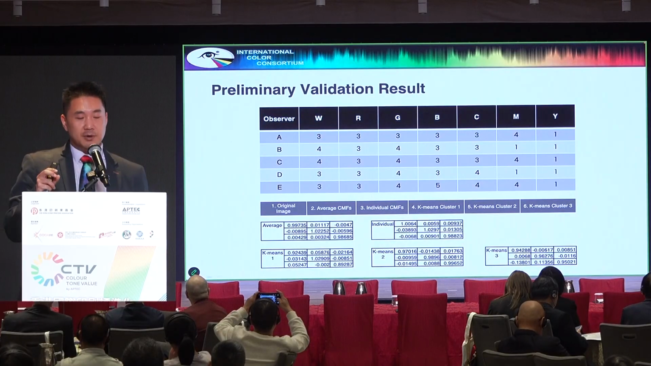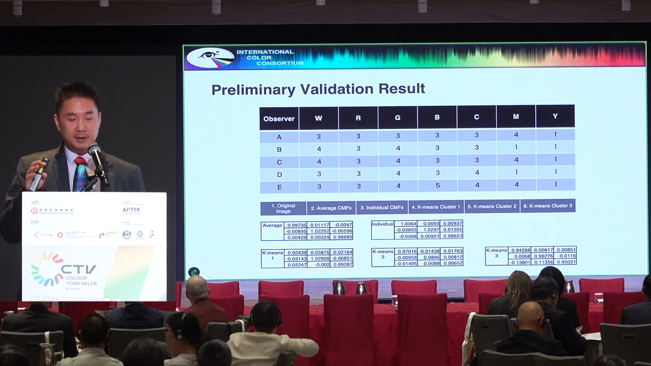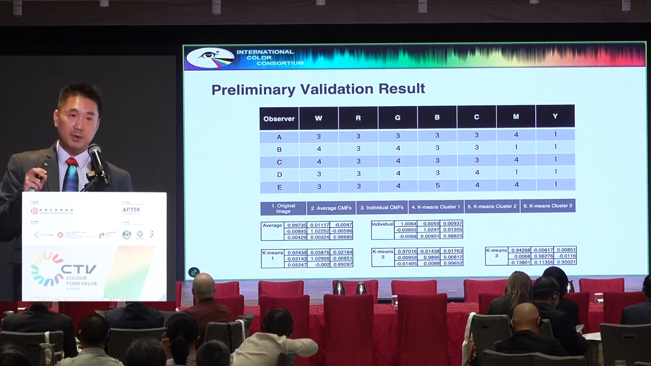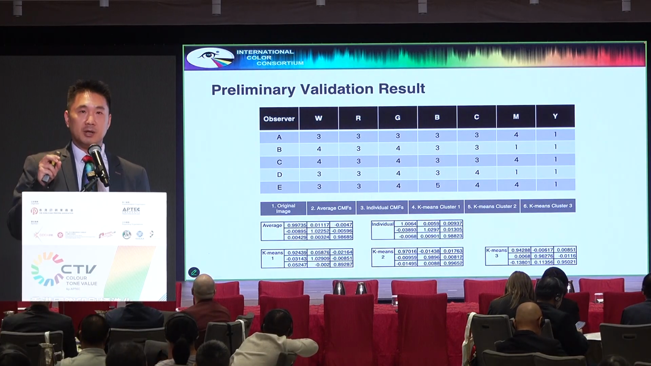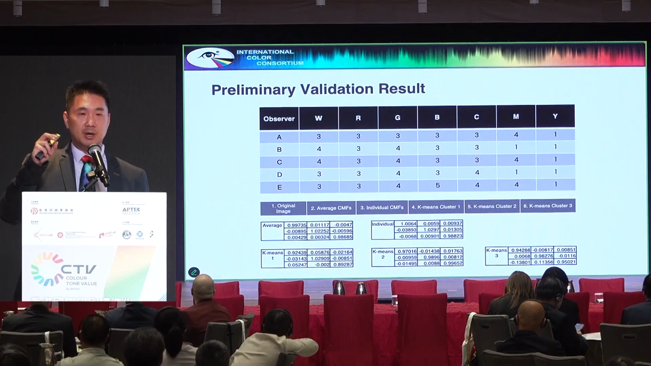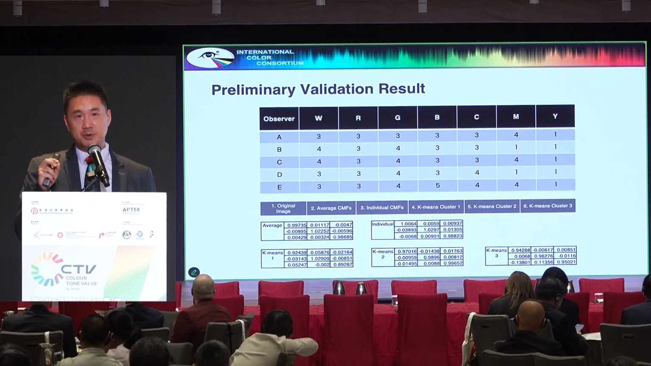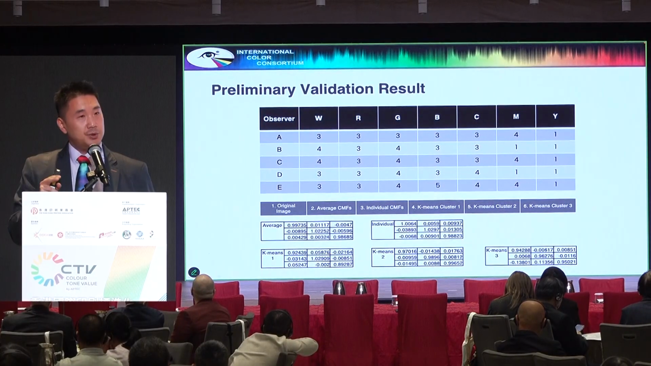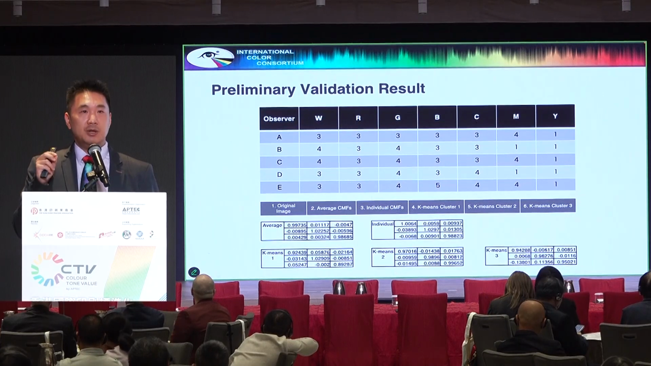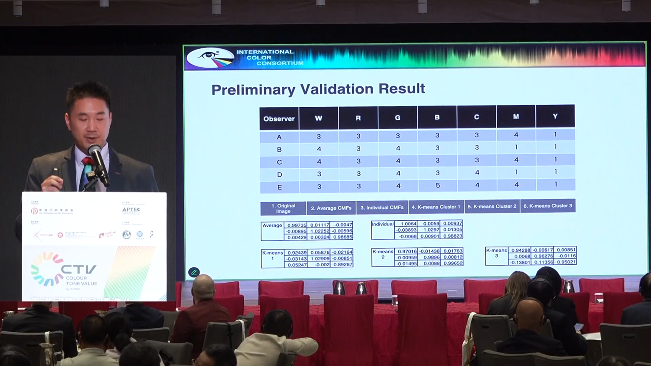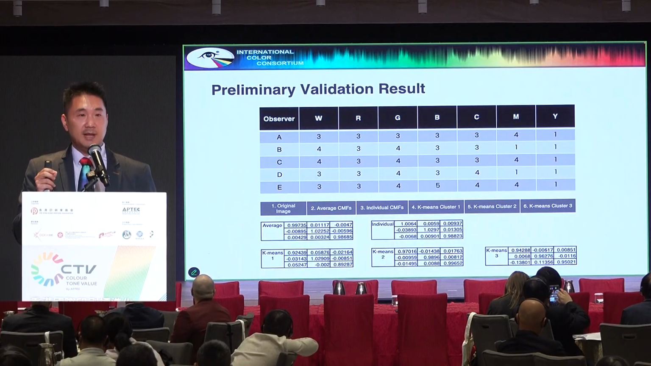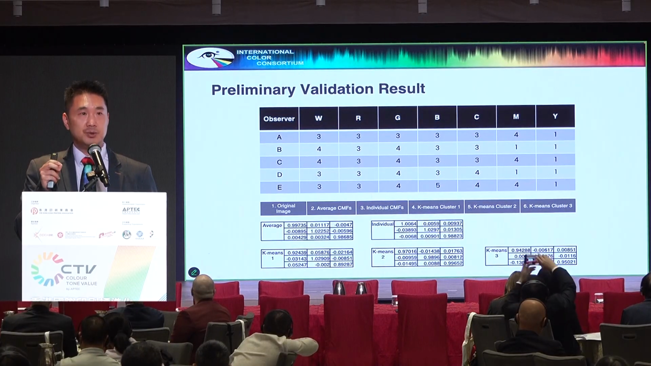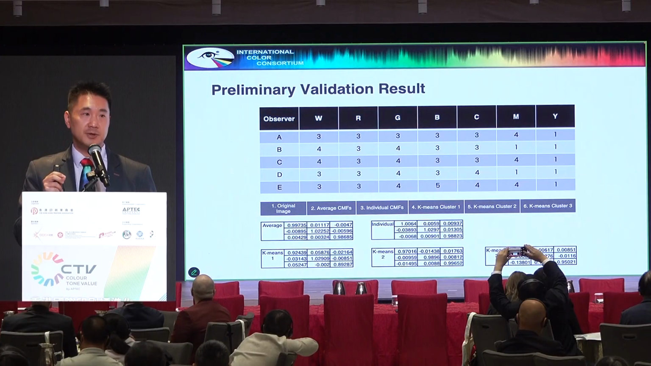Okay, the number here in the table means 1 is this particular observer for this color patch. They choose the 2-degree observer, which is called the original image. If they choose 2, that means he or she chose the average color matching function, the average of the 45 observers. And if it's a 3, that means he or she chose his or her own color matching function.